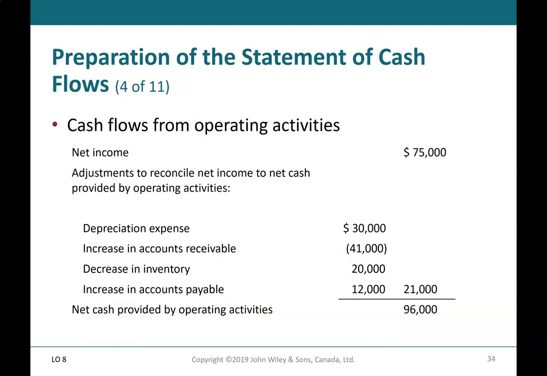Preparation of the statement of cash flows, 4 of 11. Cash flows from operating activities, net income $75,000. Adjustments to reconcile net income to net cash provided by operating activities, depreciation expense $30,000. Increase in accounts receivable $41,000. Decrease in inventory $20,000, increase in accounts payable $12,000. Subtotal, $21,000. Net cash provided by operating activities, $96,000.